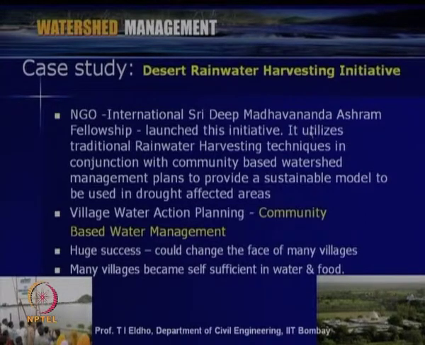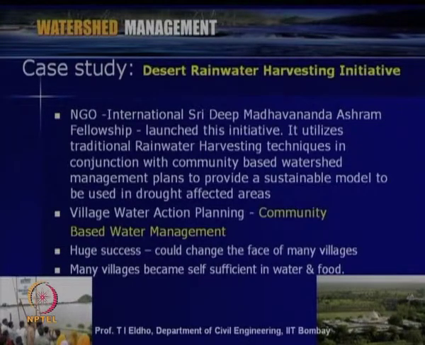This NGO utilizes traditional rainwater harvesting techniques in the area in conjunction with community-based watershed management plans to provide a sustainable model for drought-affected areas. The village water action planning committee forms a community-based water management system. After implementing this project, considering many of the rainwater harvesting techniques we discussed today, it is observed that many villages have sufficient water available and have become self-sufficient in water and food.